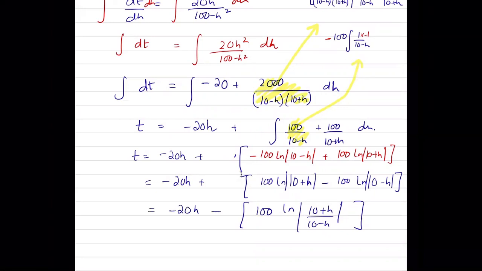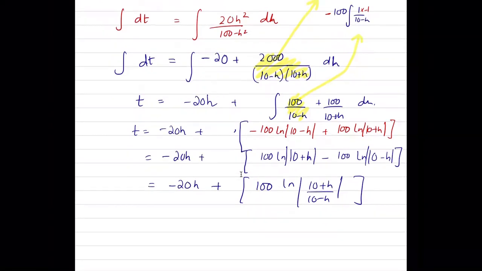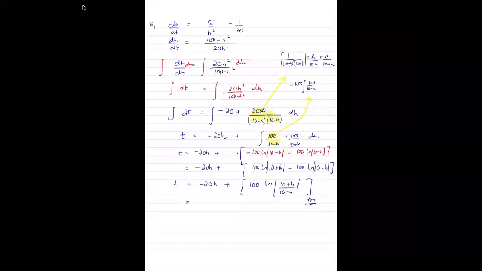Minus 20h plus 100 ln of 10 plus h over 10 minus h. Okay, so that's the final answer. That is the expression of t in terms of h. Okay, you do the calculation. I'll just be back in a minute. I need to answer the doorbell.